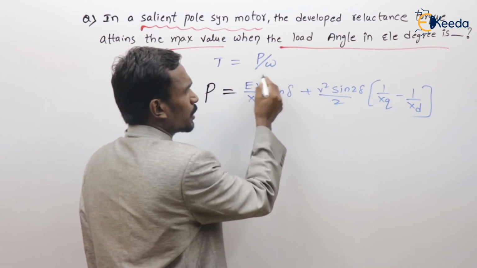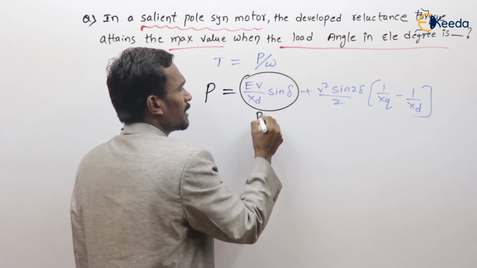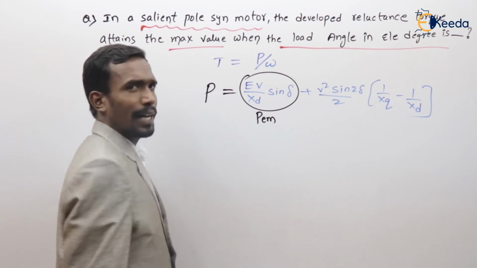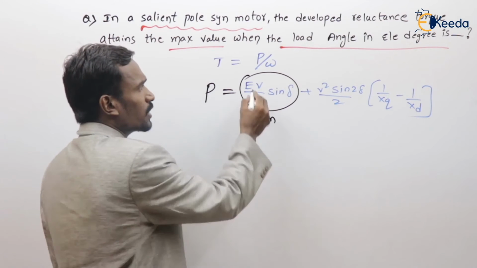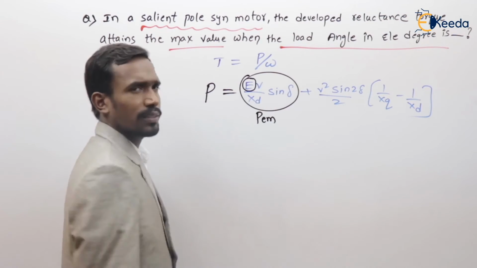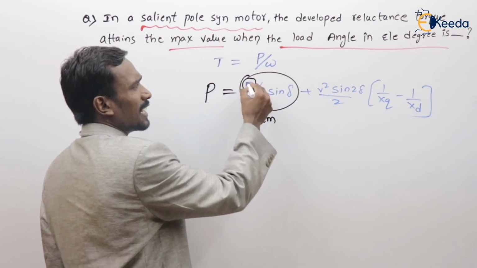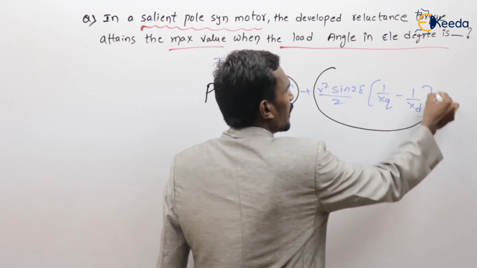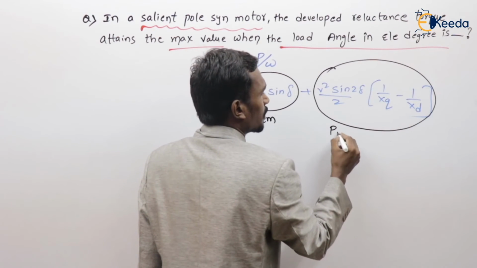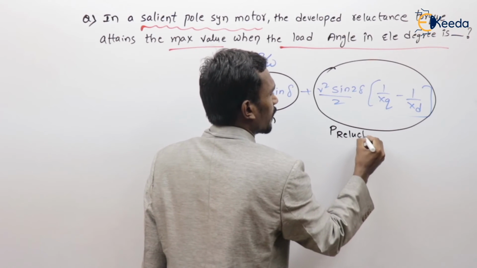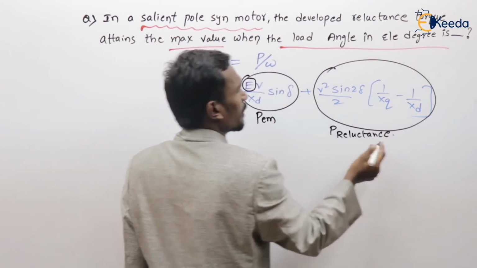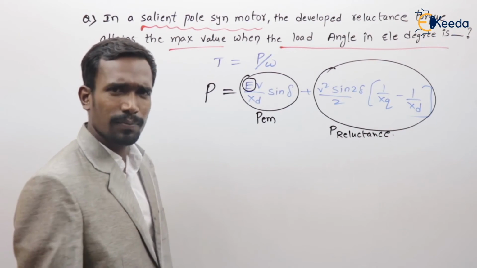EV by XD into sine delta is the electromagnetic power, which depends on excitation. If excitation is 0, some power will still develop in the machine, which is called reluctance power. This is the reluctance power.